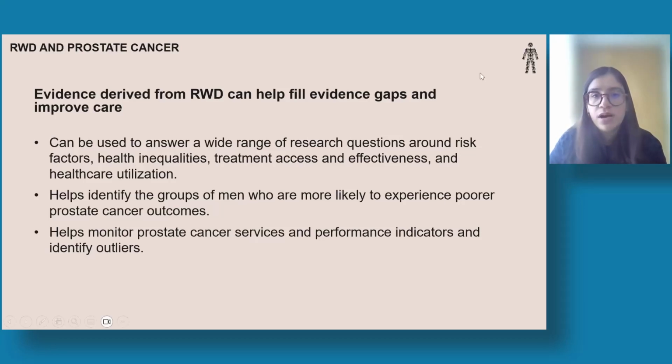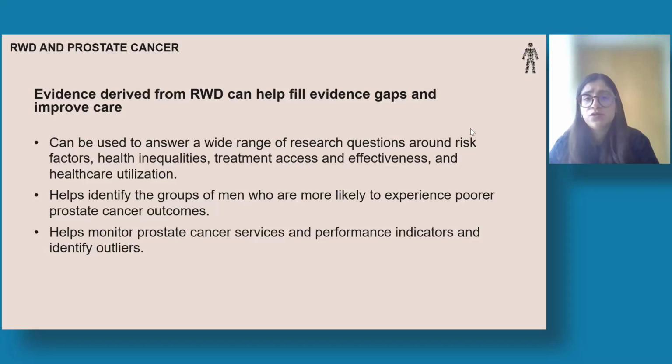And it can be used to answer a wide range of research questions around risk, for example, risk factors, health inequalities, access to treatment and treatment effectiveness, and how healthcare resources are used. It can also help us identify the groups of men who are more likely to experience poor prostate cancer outcomes. And this is a big unknown for us at the moment. We know that there are 3 risk factors that increase your prostate cancer risk, but we don't know how they interplay with one another. And it's also important to get more visibility about the characteristics that may play a role in influencing how a man's quality of life is going to be after they are diagnosed.